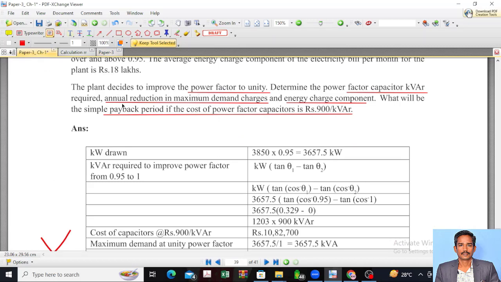So we need to calculate the annual reduction in maximum demand charge, which is one thing they asked. Second is the kVA rating, then the energy charging component, and the payback period.